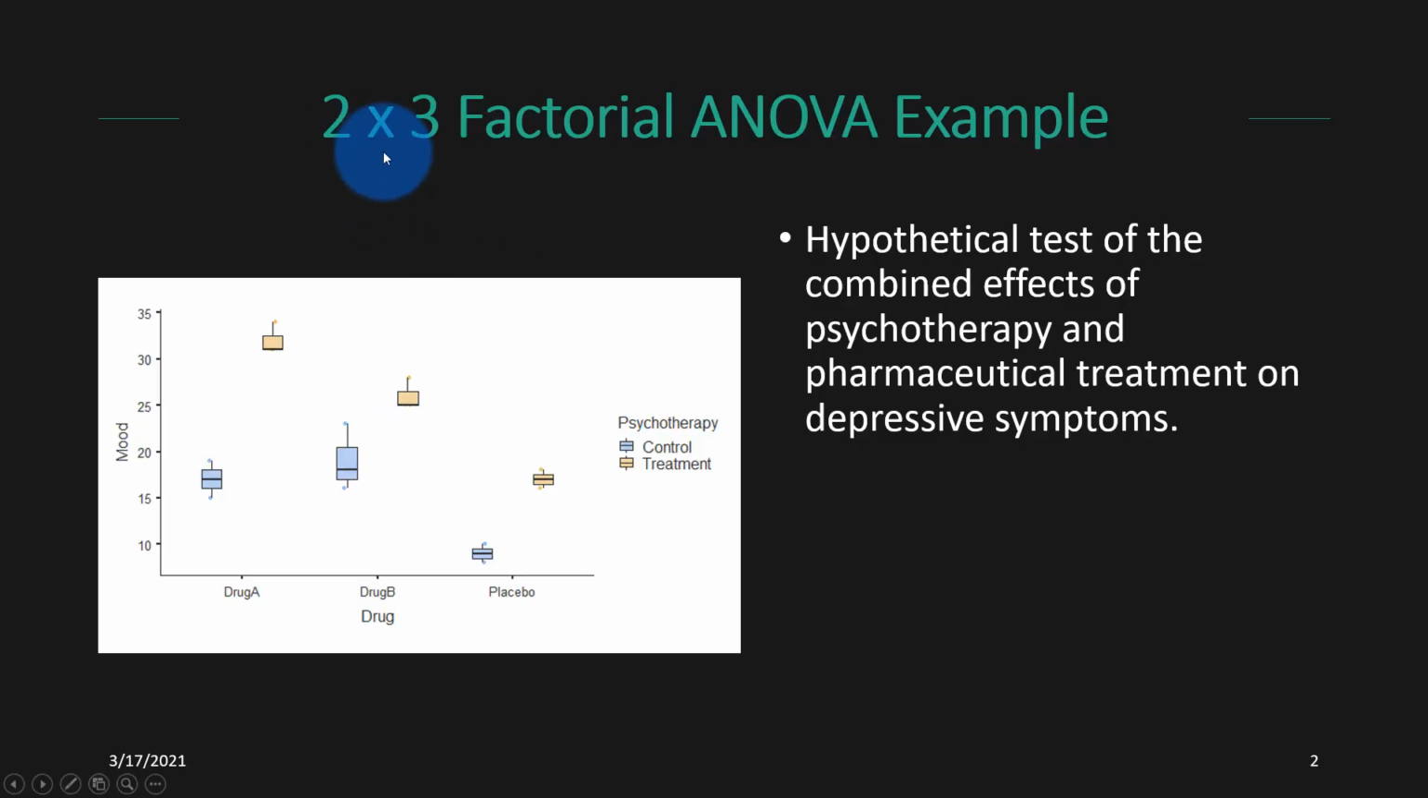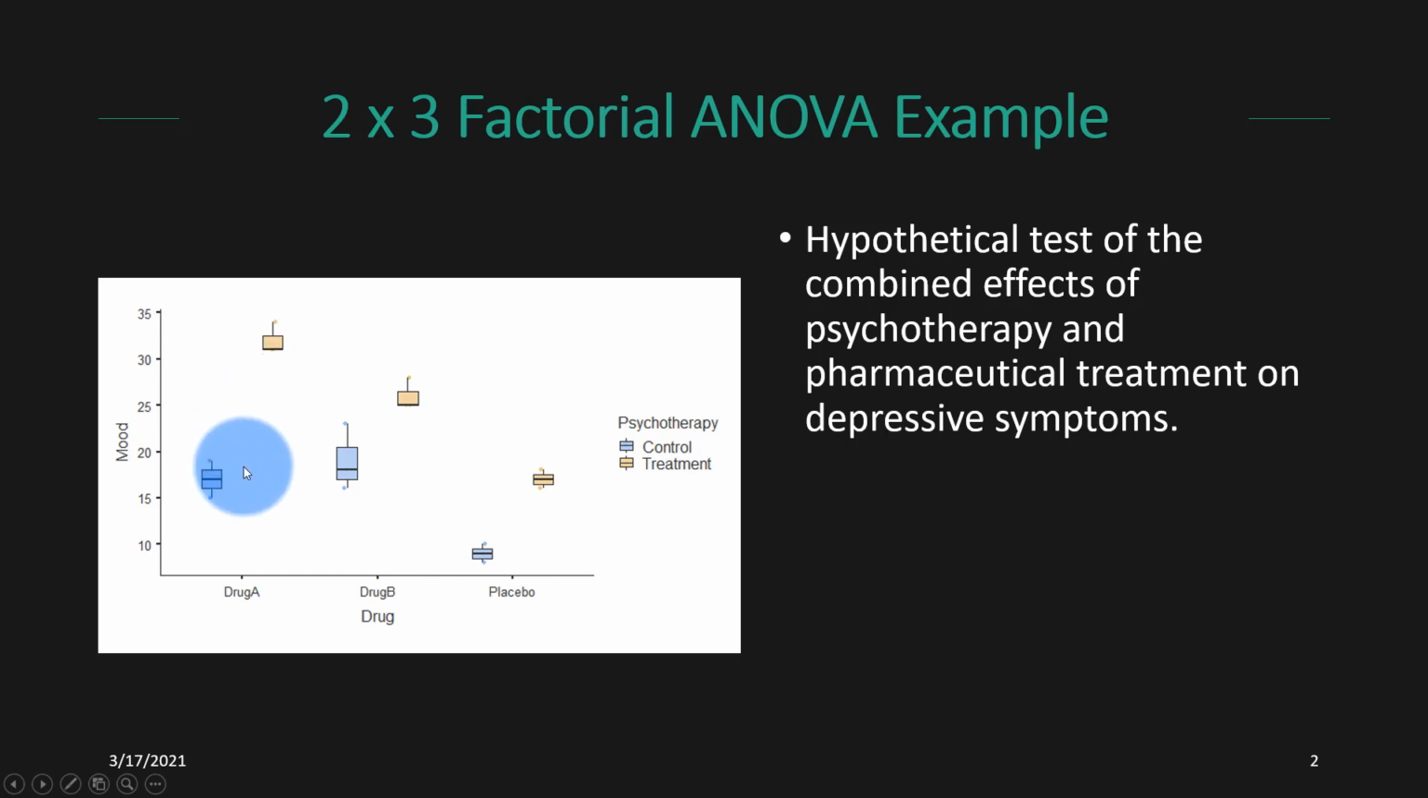So first, let's consider a 2x3 factorial ANOVA example. This is a hypothetical study where we're looking at the combined effects of psychotherapy and some kind of pharmaceutical treatment on depressive symptoms. Our symptoms are captured by this mood score where positive numbers indicate fewer symptoms, so essentially higher is better here. We're looking at groups of people who were randomly assigned to receive either drug A, drug B, or the placebo. And they were also randomly assigned to either a control condition where they received no psychotherapy or an active treatment condition where they received psychotherapy while they were on these medications.